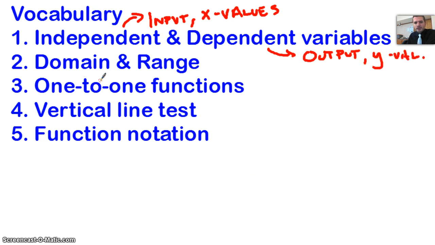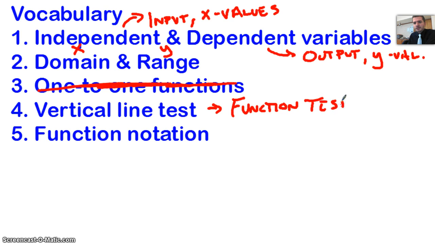Domain and range are going to follow the same kind of pattern. You might have learned that in Algebra 1. Domain is always x, range is y. Don't worry about one-to-one functions right now. The vertical line test is just a function test. It will tell you if it's a function or not. And function notation is basically replacing y with f of x. That's pretty much it. Let's go ahead and get into it.